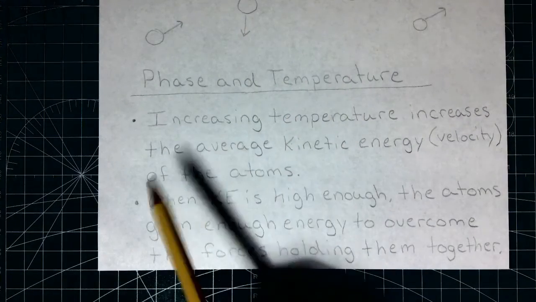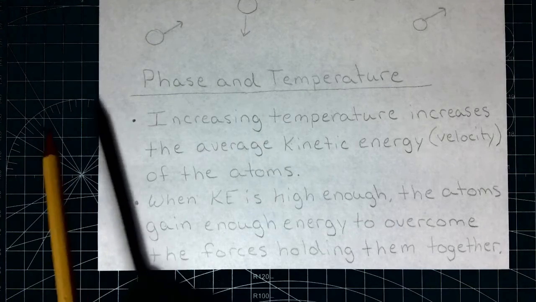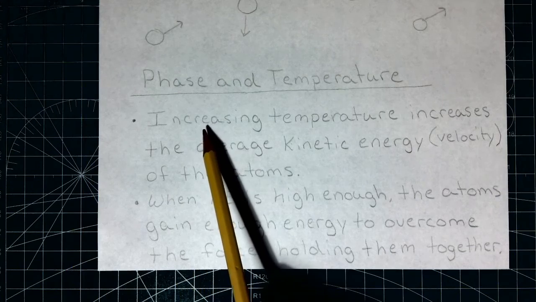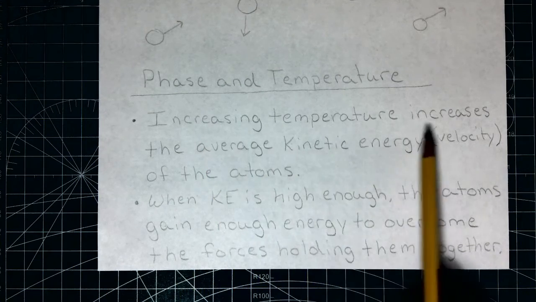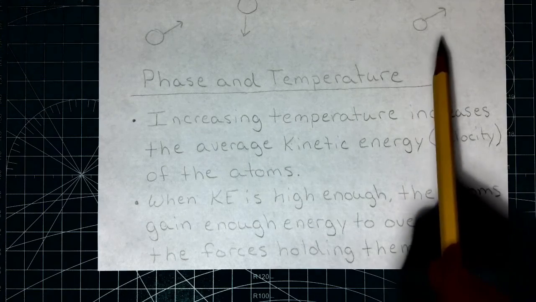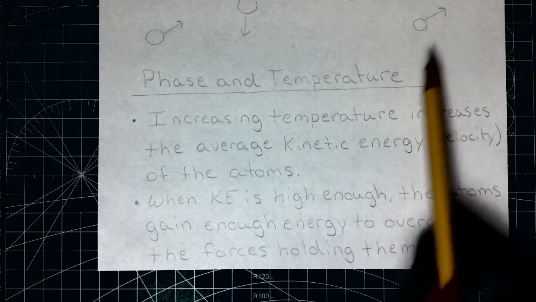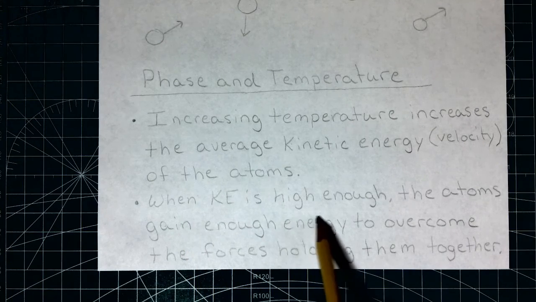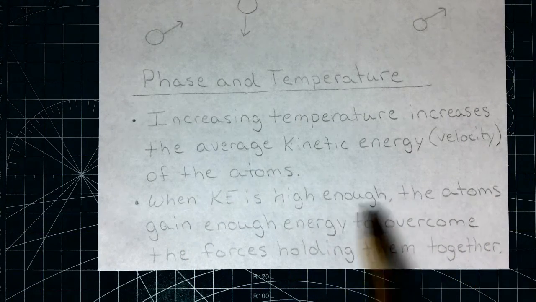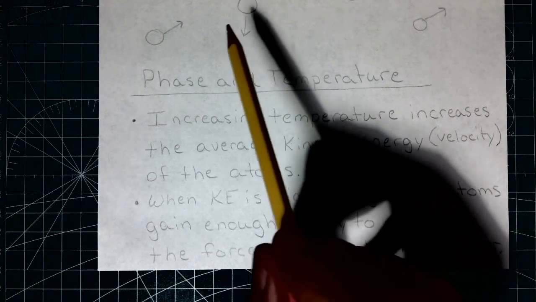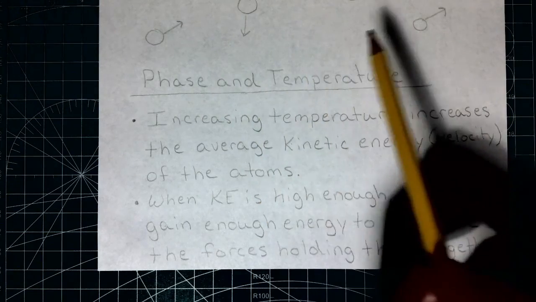So let's think about the change of phase with temperature from an intermolecular forces situation. Increasing the temperature increases the average kinetic energy or velocity of each of these atoms, so they're going to start moving faster. When the kinetic energy is high enough, the atoms gain enough energy to overcome the forces holding them together, and they start to move from a solid to a liquid to a gas.